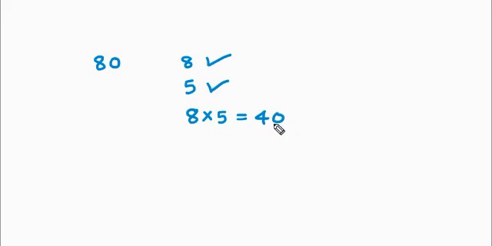Can 80 be divided by 40? Yes, 40 2's are 80. And hence we see that the rule holds true. We'll take one more example. We have the number 105. Now is this number divisible by 5? Yes, the last digit is 5, so it is divisible by 5.